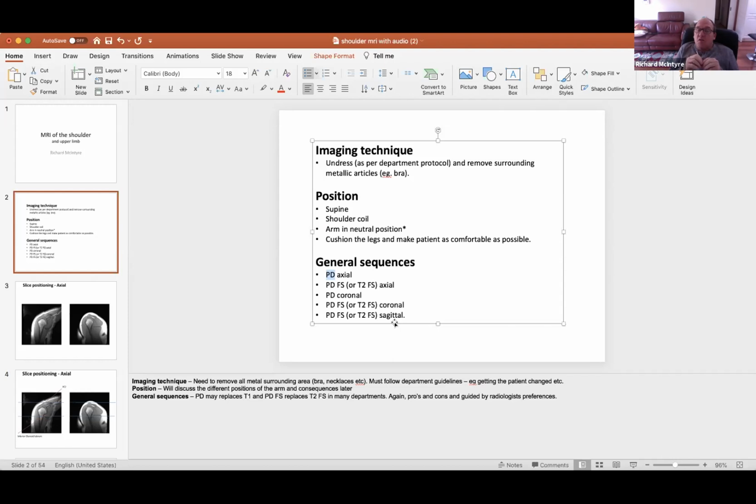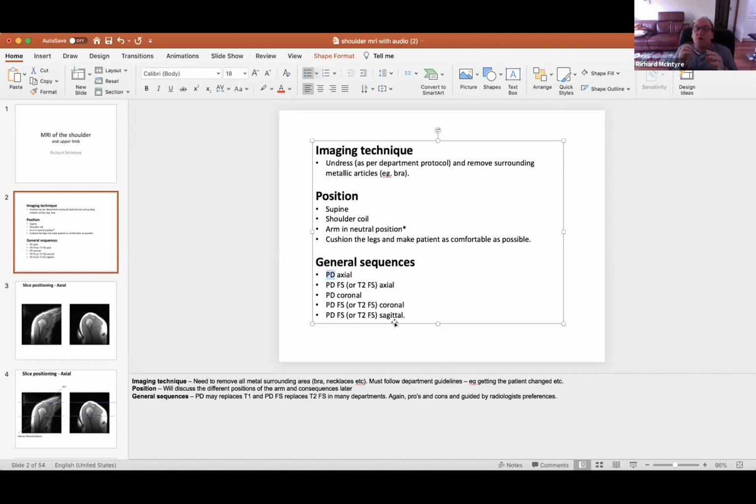Okay, so if I asked you what sequences do you want to do in the shoulder, some departments do T1 and T2 FATSAT of the shoulder. Other departments do proton density and proton density FATSAT of the shoulder. Okay, we're going to use proton density and proton density FATSAT in our learning, but if I asked you a question like that and you said T1 or T2 FATSAT, I have absolutely no problem with that whatsoever.